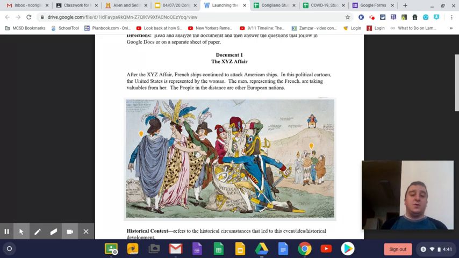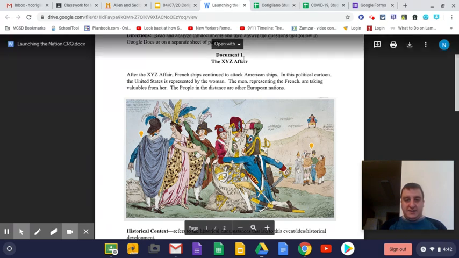So with document one, we can see it is a cartoon. Document one, if you look right up here, guys, right at the top underneath document one, it says the XYZ Affair. So we know right off the bat that this document is going to be about the XYZ Affair. And if you don't remember what the XYZ Affair was, the best thing for you to do is to go back and look at the John Adams presidency lesson and pull up the John Adams presidency WebQuest.